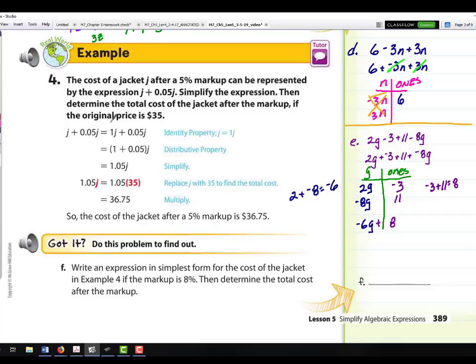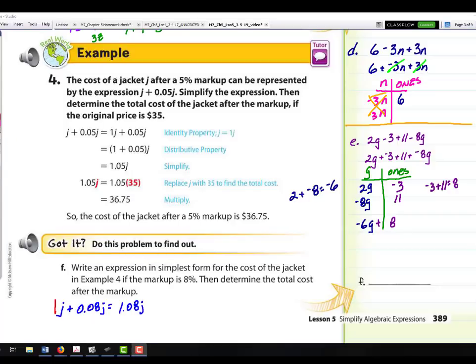So when we combine them, we're adding the 1J to the 0.05J. We get 1.05J. We're going to multiply that by 35. That tells us that our jacket after a 5% markup is $36.75. Go ahead and think about that example 4 and do letter F.